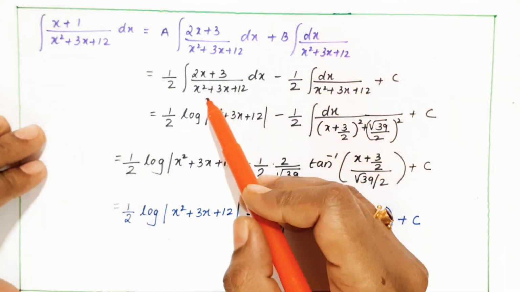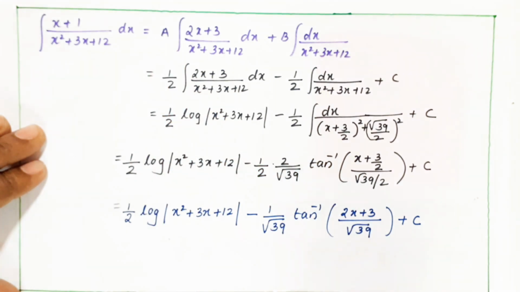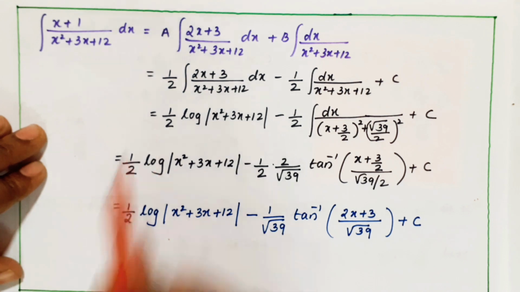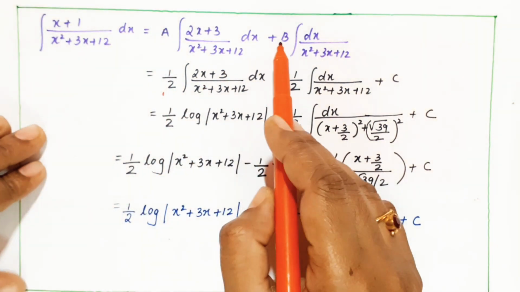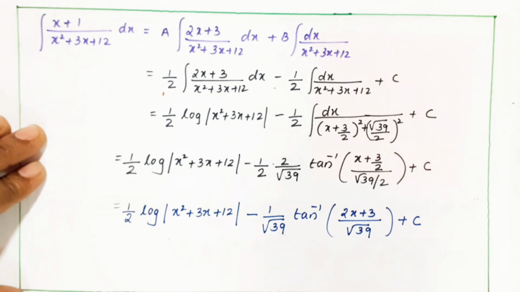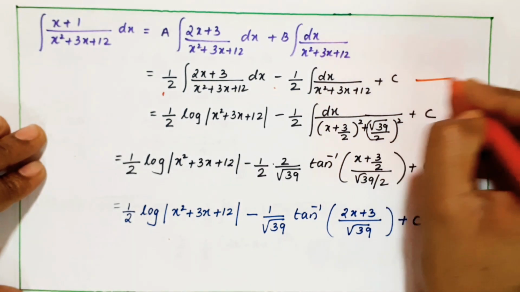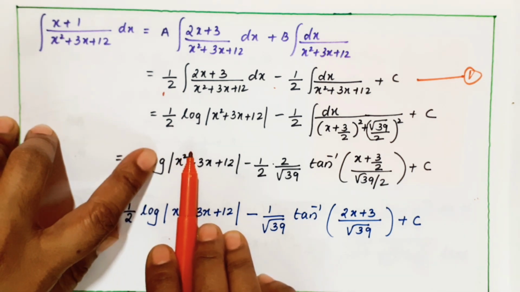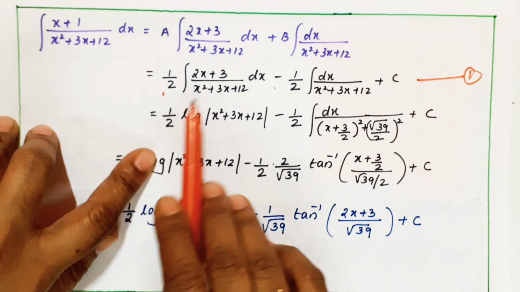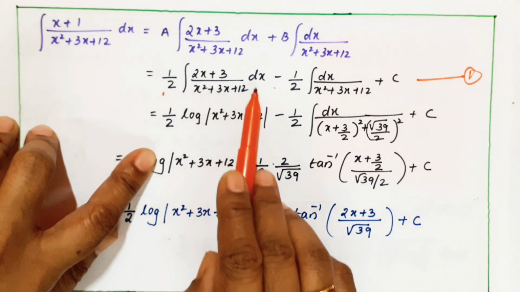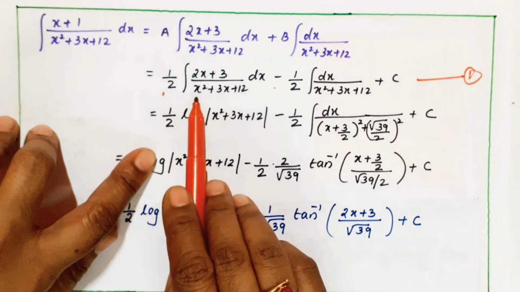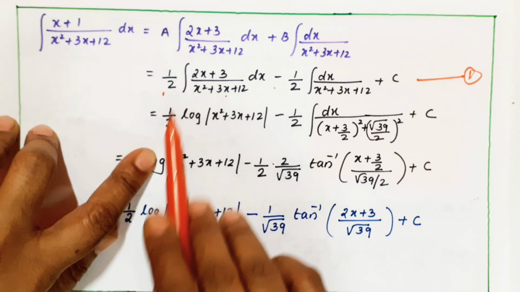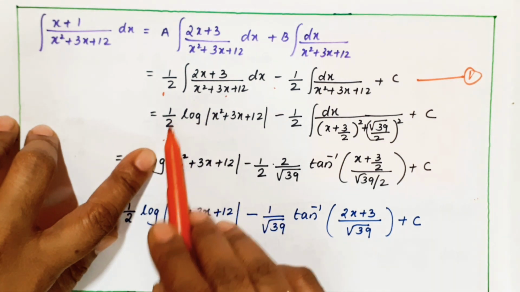Now a value I know: a is 1 by 2, so I substituted. b value is minus 1 by 2, I substituted. After this step, check here. If you see the first term, the numerator is the derivative of the denominator. The differential of x square is 2x, and of 3x is 3. So we can write this in the form of log.